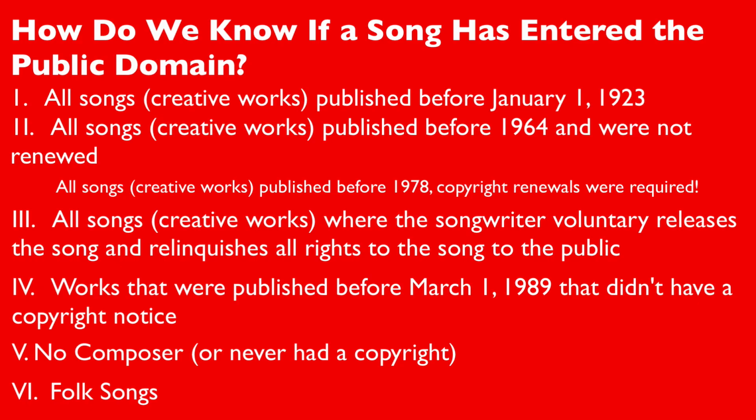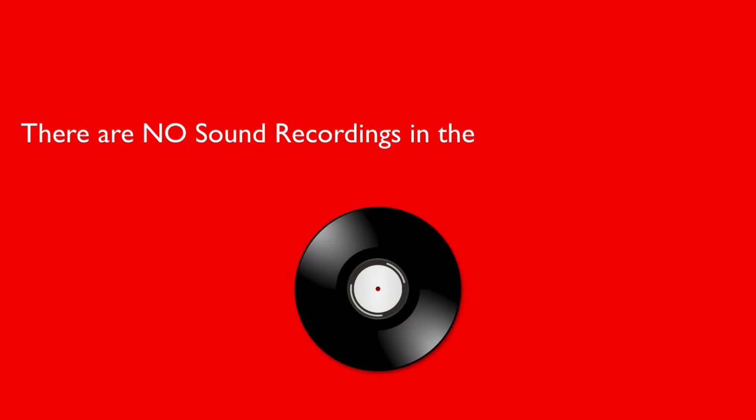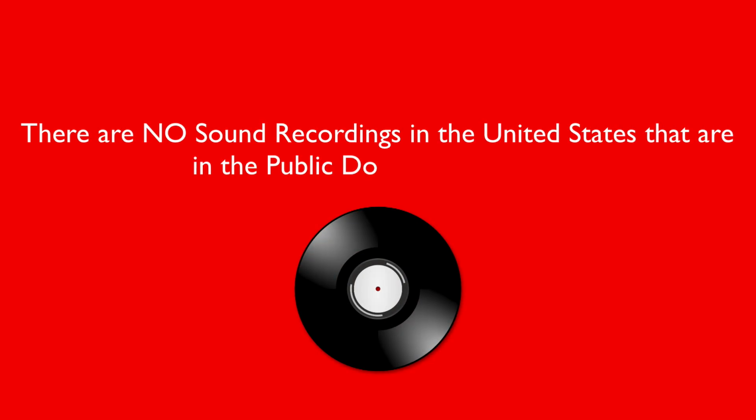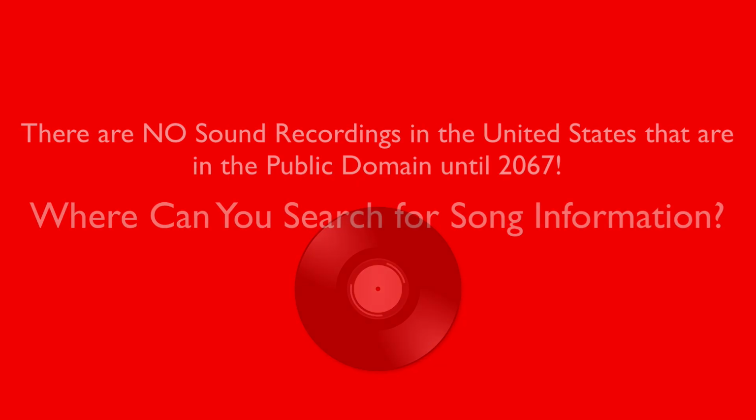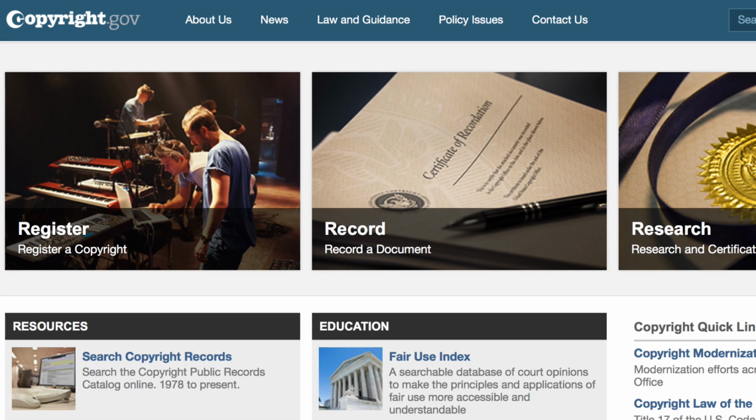As of this recording, 2019, there are no sound recordings in the United States that are free and available to the public to use without permission until 2067. Where can you go to start researching information about songs? You can start at the copyright.gov website and use their search function to look for copyright information, dates of published works, authors, and composers, or you can pay them to do some research for you.